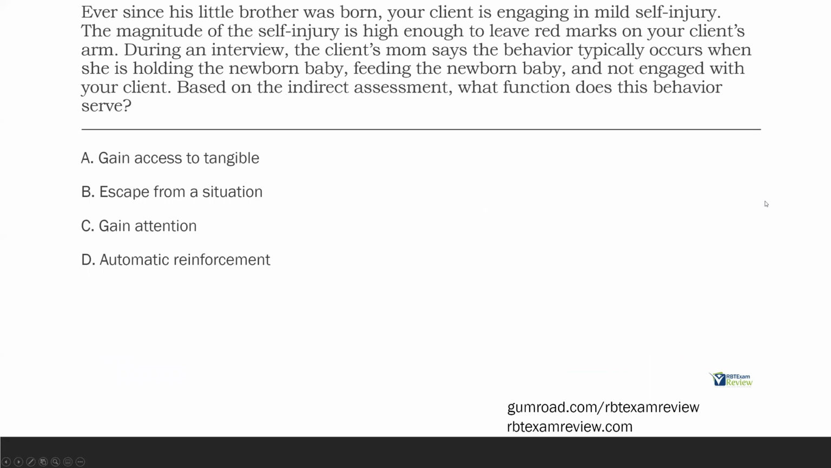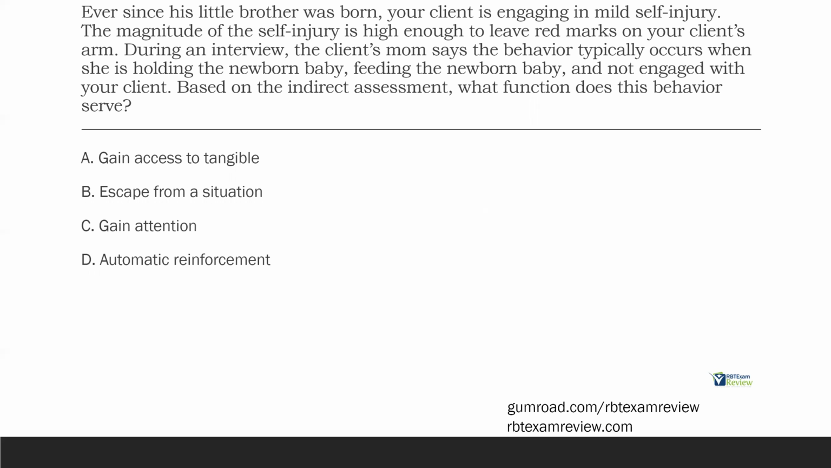Ever since his little brother was born, your client is engaging in mild self-injury. The magnitude of the self-injury is high enough to leave red marks on your client's arm. During an interview, the client's mom says the behavior typically occurs when she is holding the newborn baby, feeding the newborn baby, and not engaged with your client. Based on the indirect assessment, what function does this behavior serve?